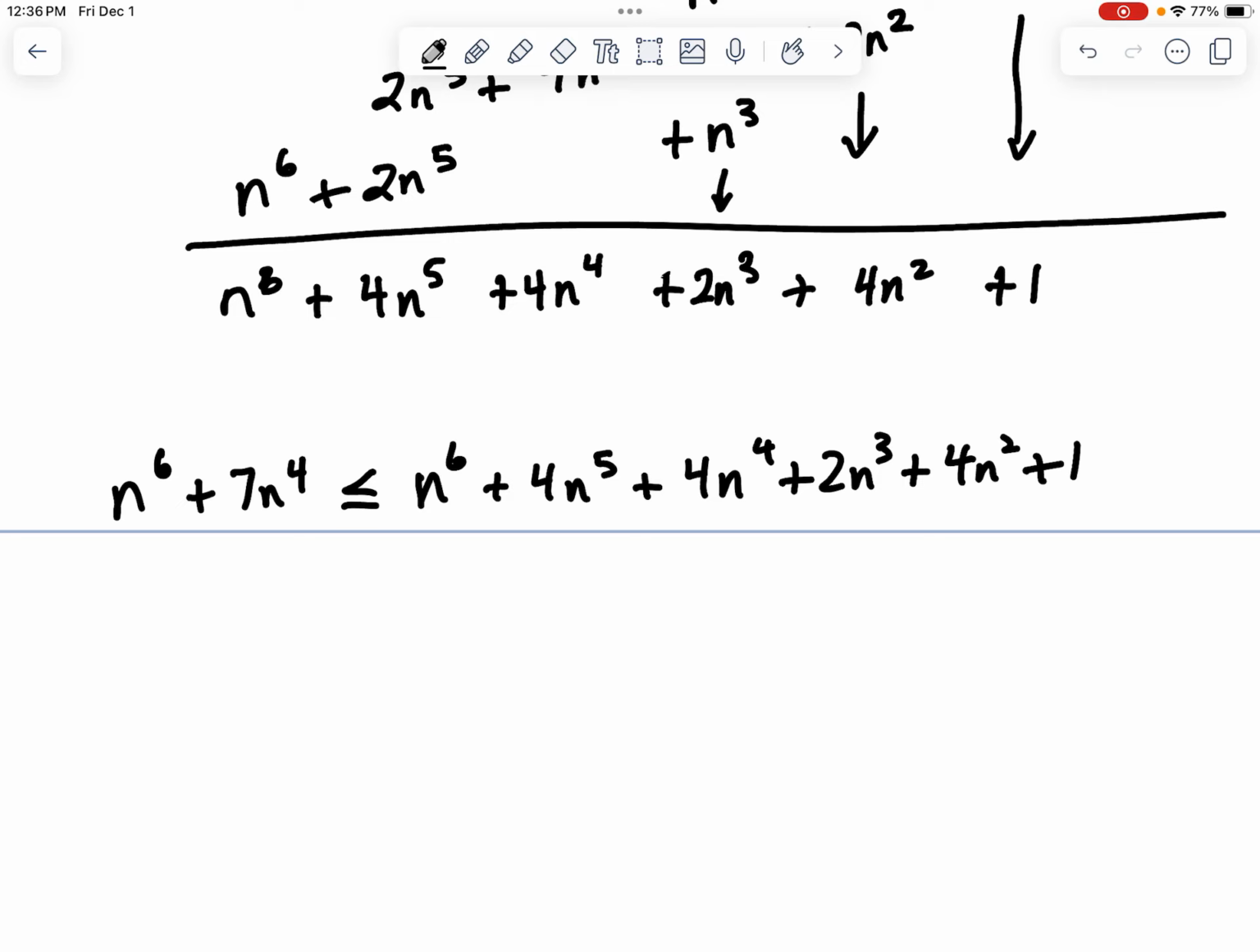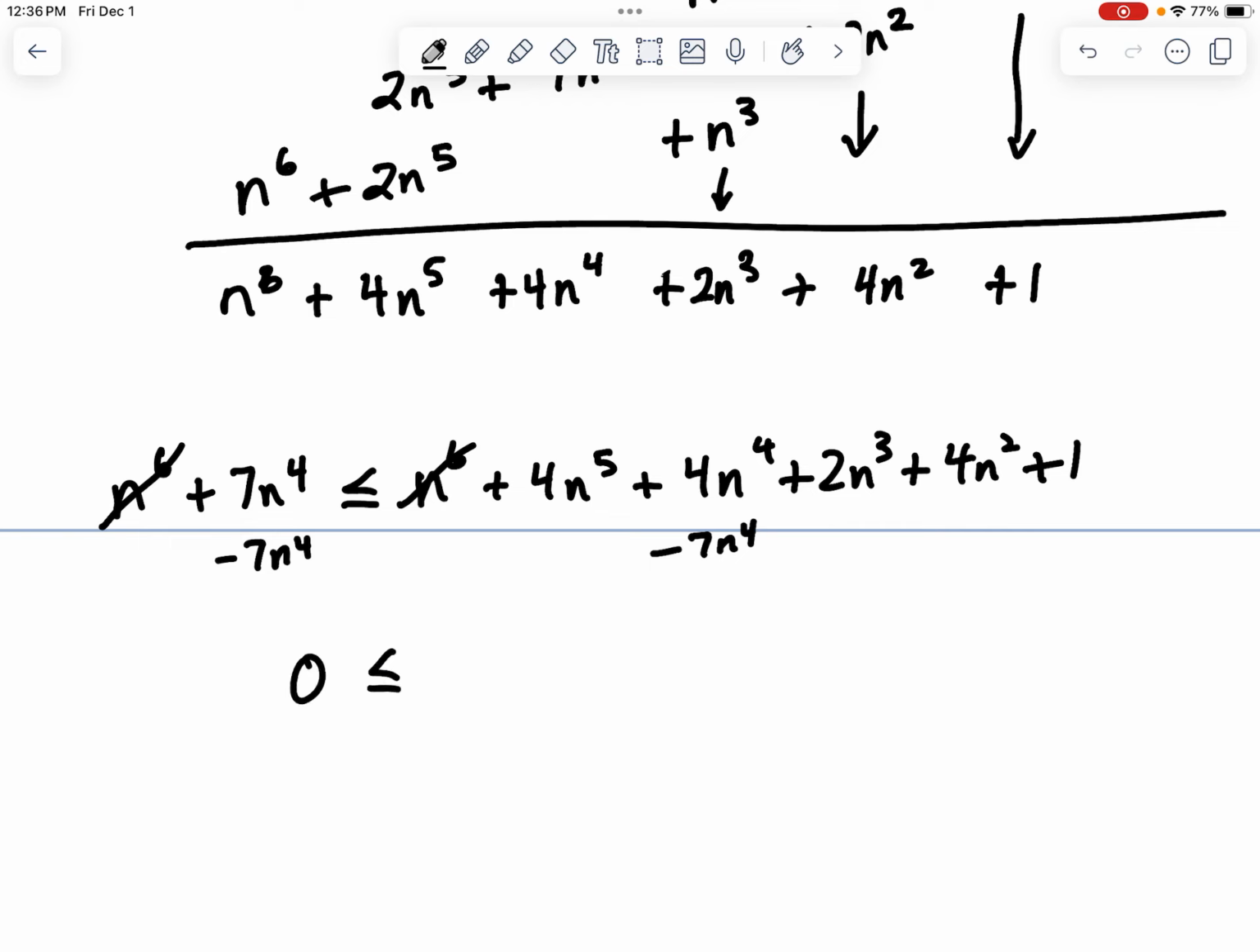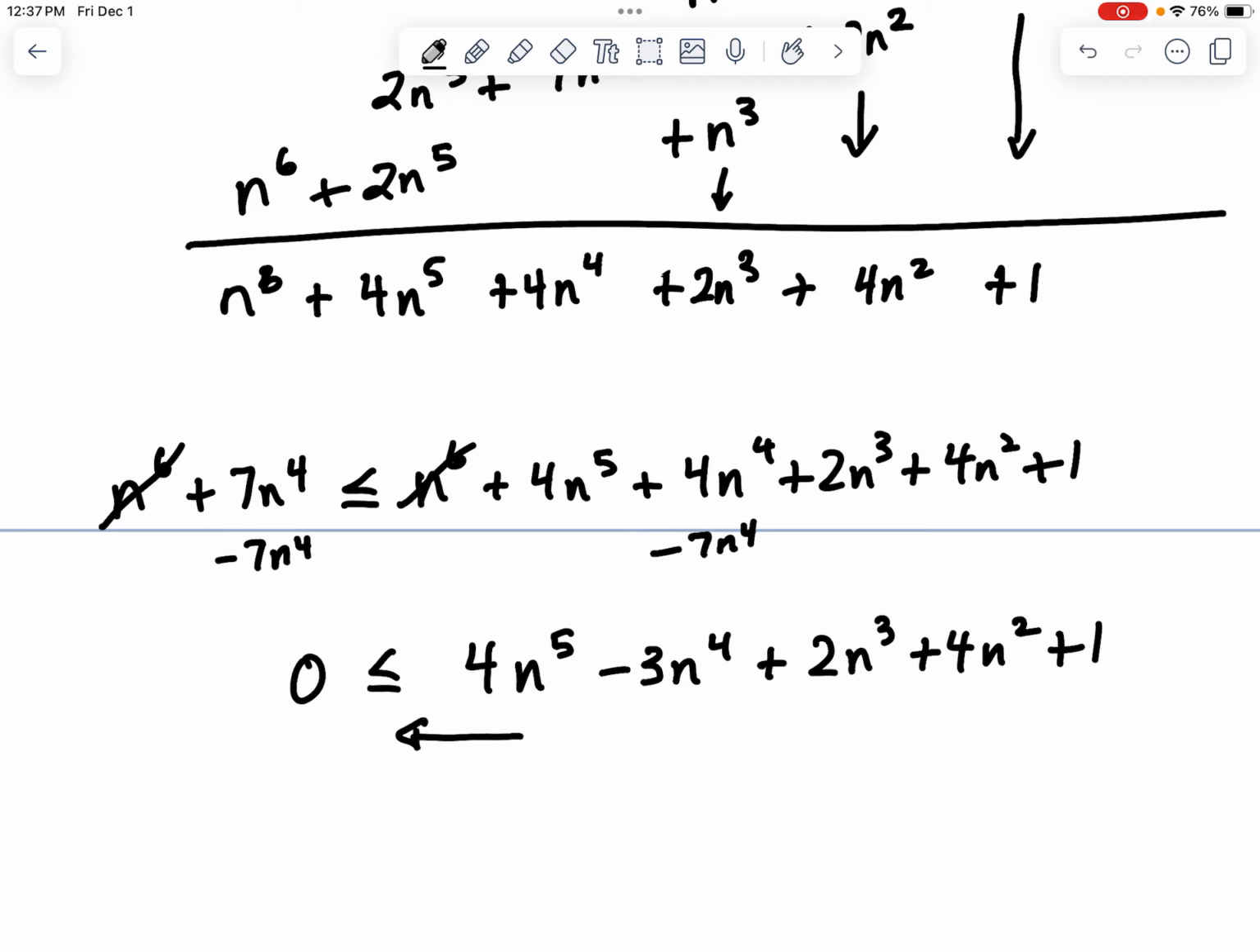And then you could combine all of the terms, move them all to the left. So if you subtract n to the 6th, they will actually cancel. And if you subtract the 7n to the 4th, we finally get 4n to the 5th minus 3n to the 4th plus 2n cubed plus 4n squared plus 1. Is that bigger than 0? So if you read the inequality in this direction, it's saying that that polynomial is bigger than 0. And then we need to graph it and see if that's true.